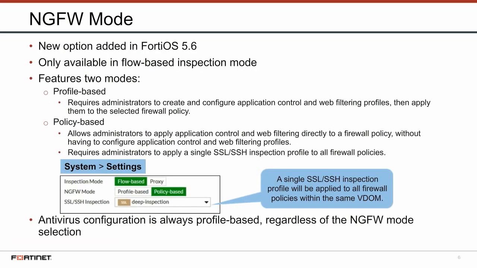You can operate your FortiGate or individual VDOMs in next-generation firewall (NGFW) policy mode. You can enable NGFW policy mode by setting the inspection mode to flow-based and setting the NGFW mode to policy-based. When selecting NGFW policy-based mode, you also select the SSL/SSH inspection mode that is applied to all policies.